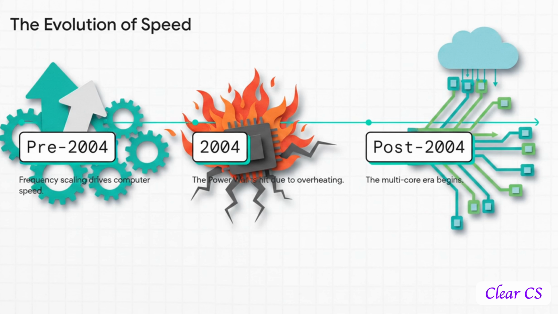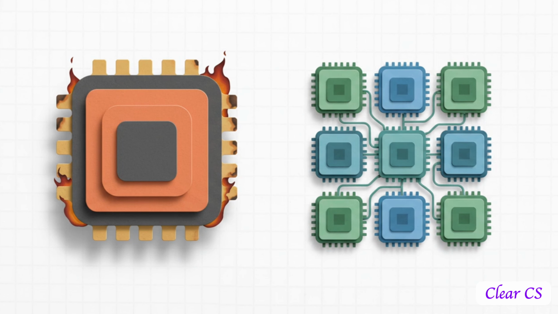Pushing processors to higher and higher frequencies generated way too much heat and sucked up way too much power. Major chip manufacturers actually had to scrap development on some of their ultra-fast processors because they would quite literally overheat. You could practically fry an egg on the motherboard. Computers just couldn't get any faster doing one single thing sequentially. So the hardware industry had to pivot, and fast.